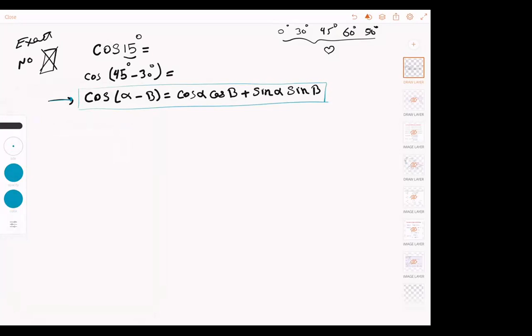So this will be cosine of 45, cosine of 30, plus sine of 45, sine of 30. At the beginning, if you write the formula wrong, then whatever you do is wrong, correct? So that's not a good idea. So this will be equal to, we'll write it here.